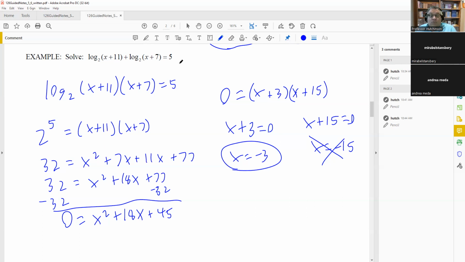So now we've seen it's possible that both answers could work, or one answer could work. There's also a possibility that no answers will work as well, and we'll take a look at one of those examples. Okay.